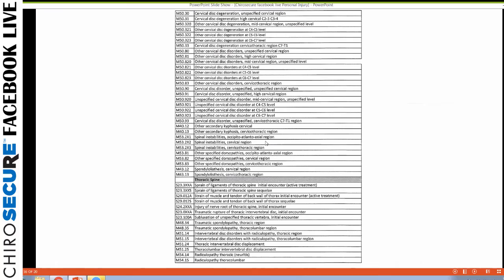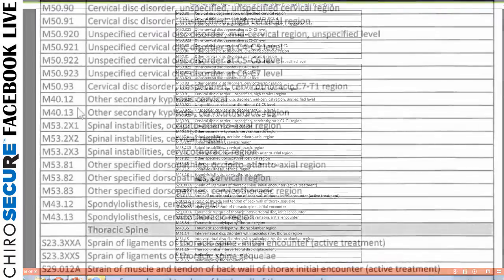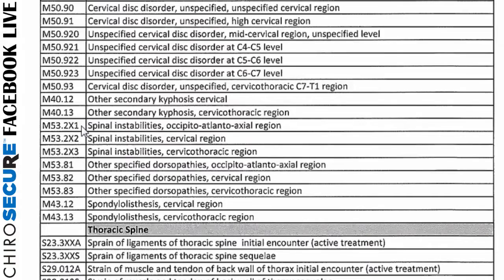But I'm going to highlight, I talked about that kyphosis. Notice the codes M40.12, M40.13, other secondary kyphosis. What is other secondary? Secondary to the car accident. If you get significant muscle spasm, if nothing else, to the cervical spine, you're going to cause a straightening of the lordotic curve. As a consequence, the body will not heal as fast and probably is going to take 1.5 to 2 times longer to get better.